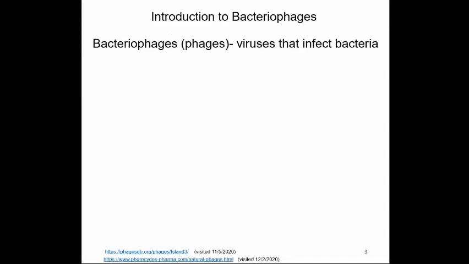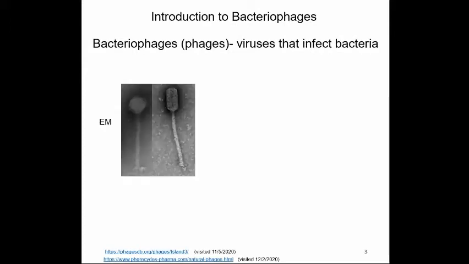So by way of introductions, when we say bacteriophages or phages, these are viruses that infect bacteria. These viruses do not infect animal cells. They cannot infect plant cells. They cannot infect fungal cells. They only specifically infect bacterial cells. Now we can see these under the electron microscope, and I'm showing you how they appear, some of them. This is the morphology under the electron microscope.